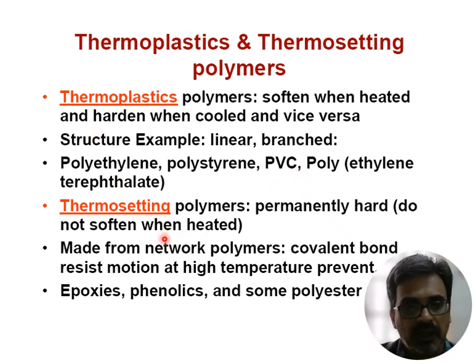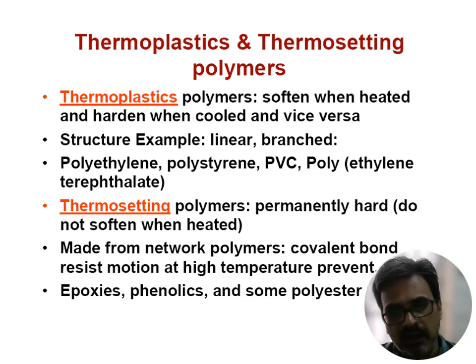In the case of thermosetting polymers, once they are heated, they become hard, and once they are cooled, they do not go back to the original state. Because of network polymers and the covalent bonds present in them, we get this thermosetting kind of polymers, and most epoxides, phenolics, and polyesters are typical examples.